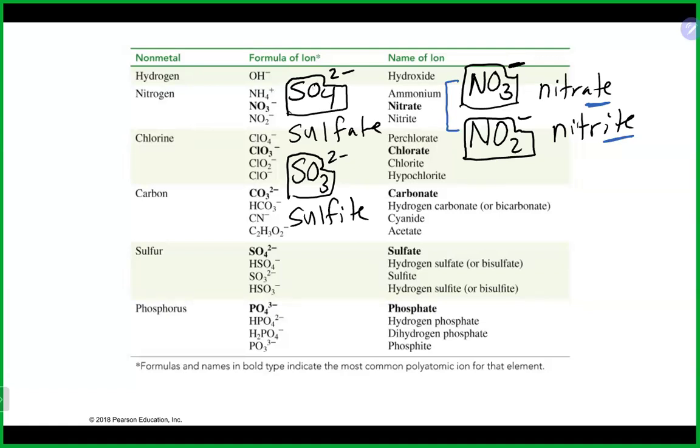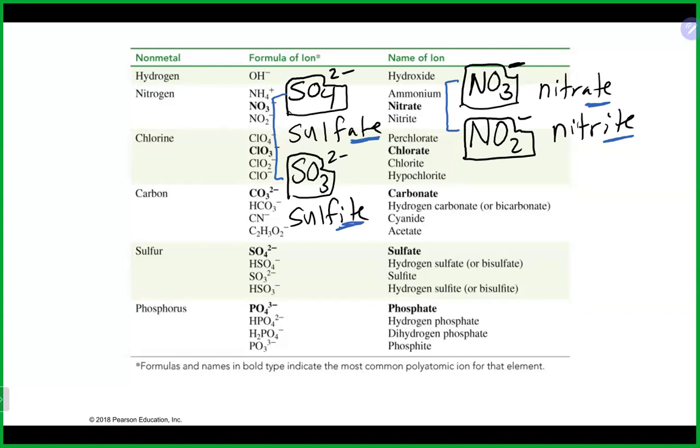Over here, these two. The only difference between them, again, is the number of oxygens. We have 1 sulfur, and they're both -2. One has 4 oxygens, one has 3 oxygens. So again, the only difference between them is just that 1 oxygen. The one with the most oxygens, which is the top one, ends in "ate." So that is sulfate. The one with the least number of oxygens ends in "ite."